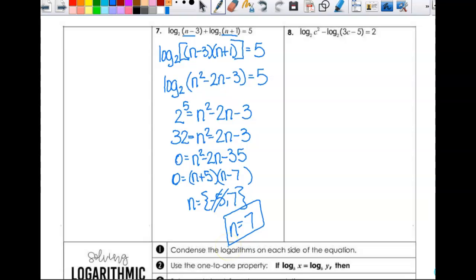Okay, we're good? Awesome. So let's look at number 8. Number 8, we're going to have to condense, but there's subtraction. So when I have 2 logs at the same base and I condense them, I get log base 2, and what do I do with these two things? Divide. This will become c squared over 3c minus 5, and that's equal to 2. So now that I have it condensed and isolated, I'm going to rewrite it in exponential form. That would become 2 to the second power equals c squared over 3c minus 5.